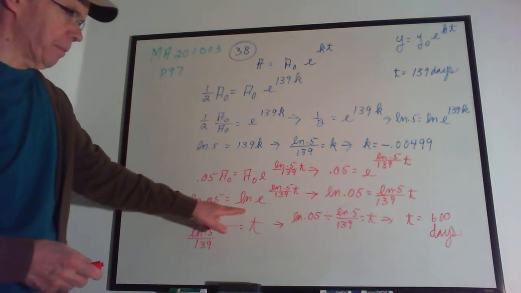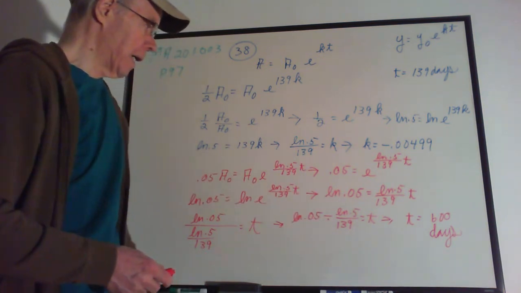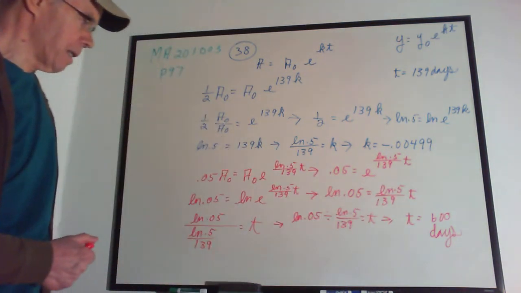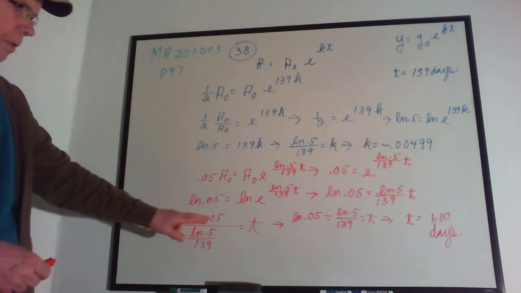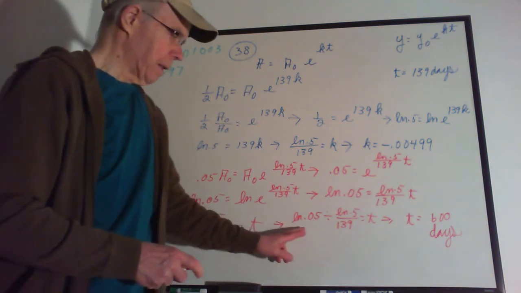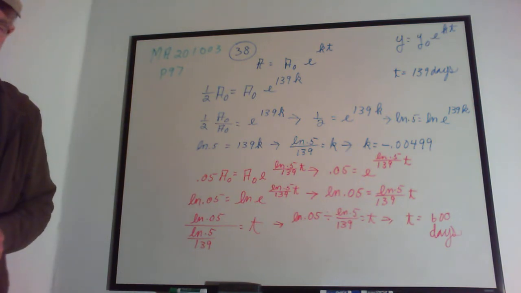Take the natural log of both sides. Natural log of 0.05 is equal to natural log of 0.5 divided by 139 times t, which means that t is equal to natural log of 0.05 divided by that coefficient. And this tells me I'm going to divide, which gives me t is equal to 600 days.